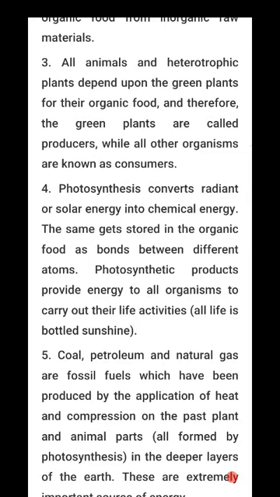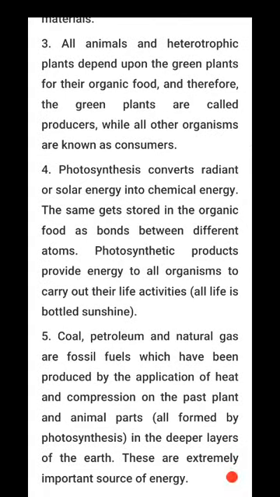What happens in photosynthesis? The radiant or solar energy is converted into chemical energy. Means the organic compounds are prepared from the inorganic compounds, and in those organic compounds the energy is stored in the form of bonds. When you break those bonds, you get the energy.